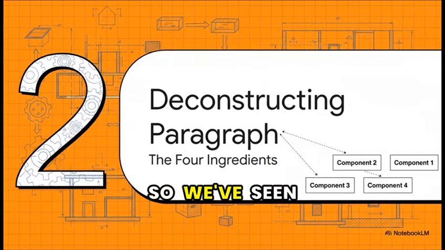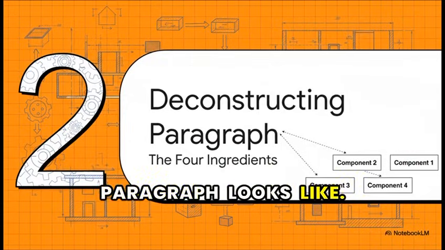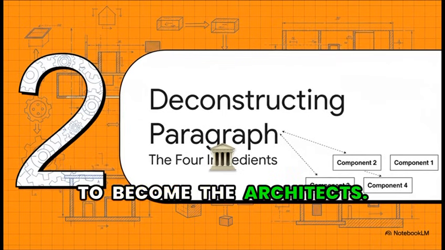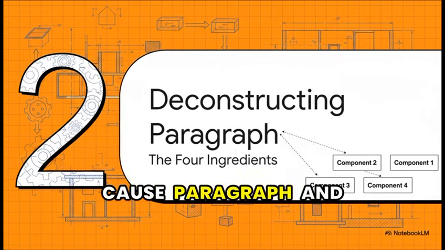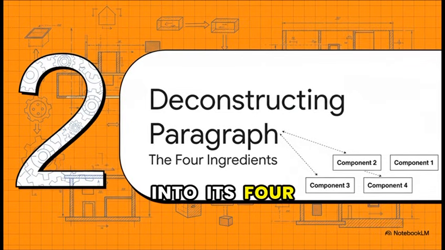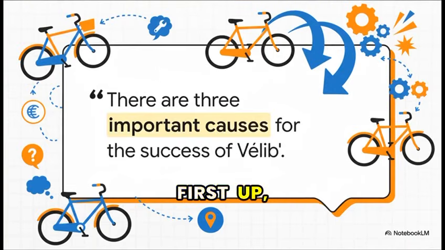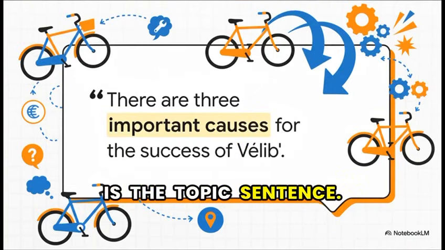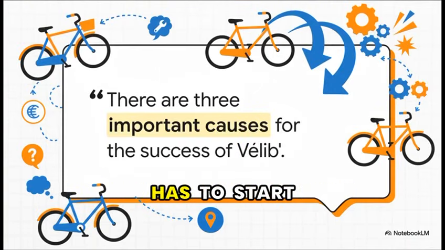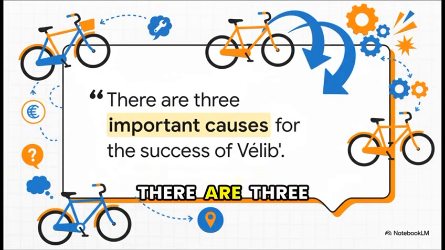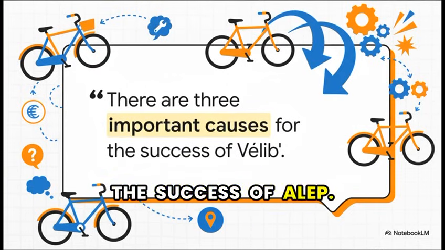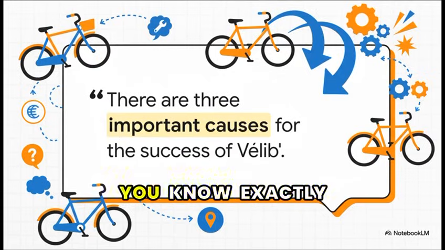Okay, so we've seen what a great paragraph looks like. Now it's time to become the architects. We're going to take that first cause paragraph and break it down into its 4 essential ingredients. Think of it like we're looking at the blueprints for a really well-built house. First up, highlighted in blue, is the topic sentence. Every great paragraph has to start with one of these. See how it clearly states the main idea? There are 3 important causes for the success of Vélib. Boom. Right away, you know exactly what this paragraph is going to prove.